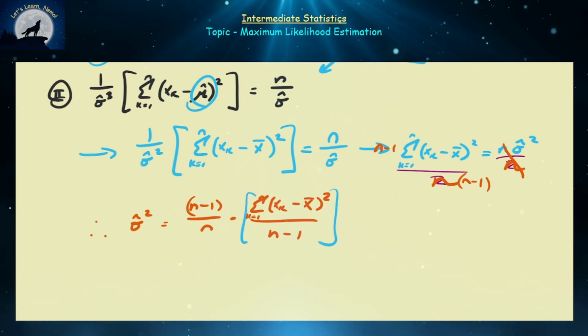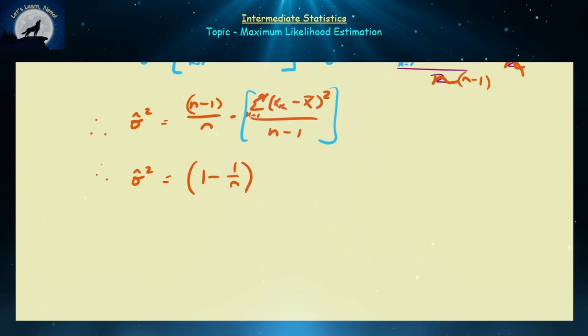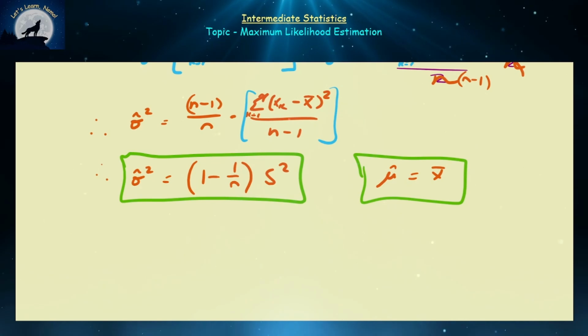And this object right here inside of these brackets is obviously the sample variance. So we have that sigma hat squared is equal to (1 minus 1 over n) times the sample variance. And we have mu hat equal to x bar. I'll leave it for you to verify that these are indeed the maximum likelihood estimates for those sequences of normal random variables. Once you verify that those are indeed the maximums, then we can conclude.